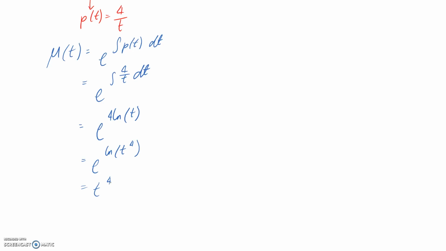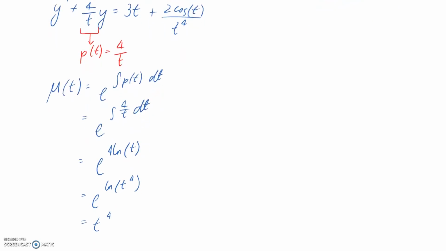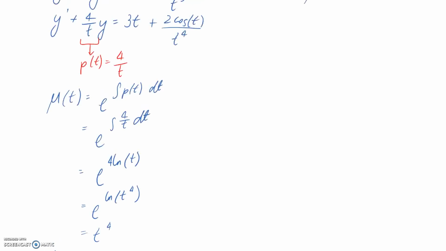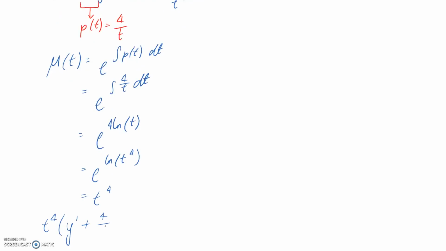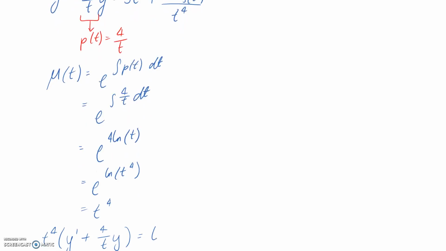Alright, so the next step is to take this integrating factor that we've identified and multiply it by everything in the equation up here. So we'll multiply left and right hand side. So what that is going to leave us with is t to the power of 4 multiplied by y' plus 4 on t y, and it's equal to t to the 4 multiplied by 3t plus 2 cos of t all on t to the 4.